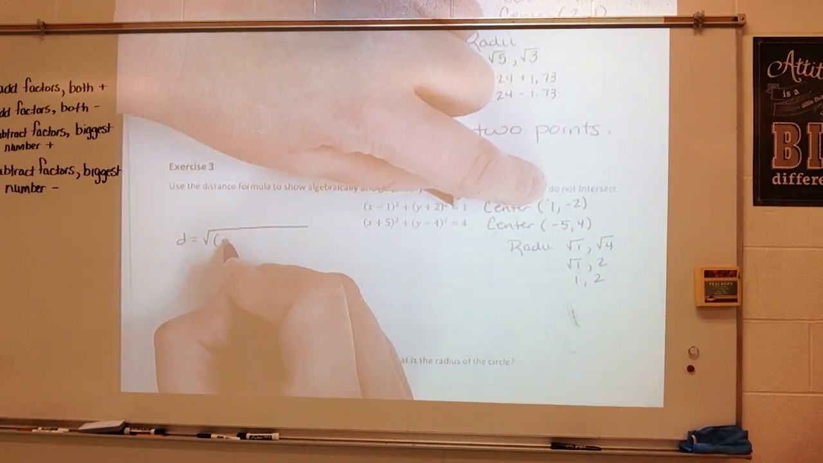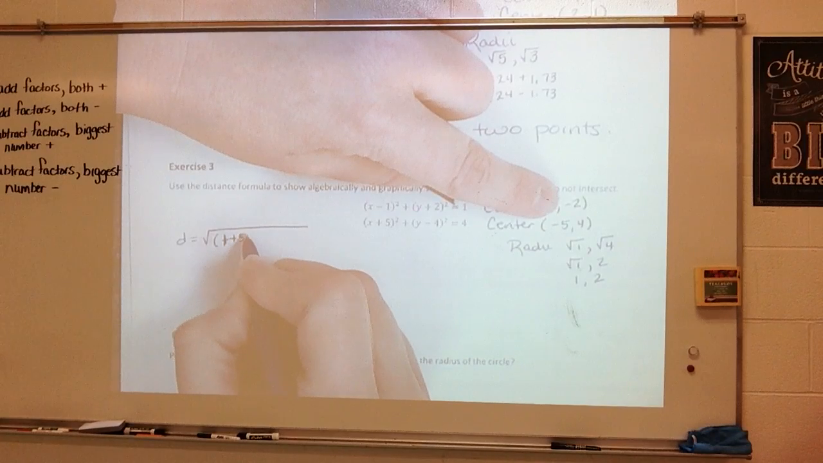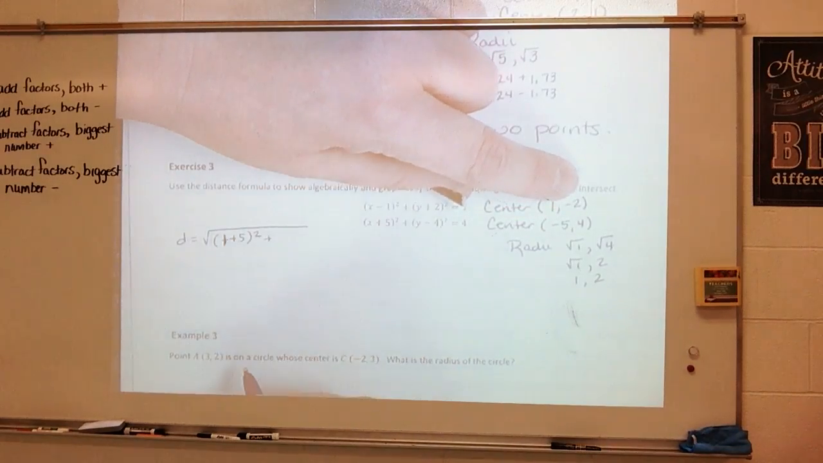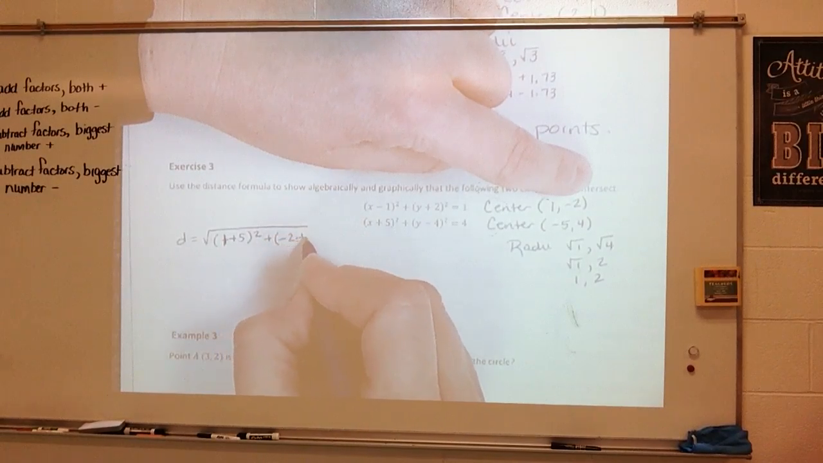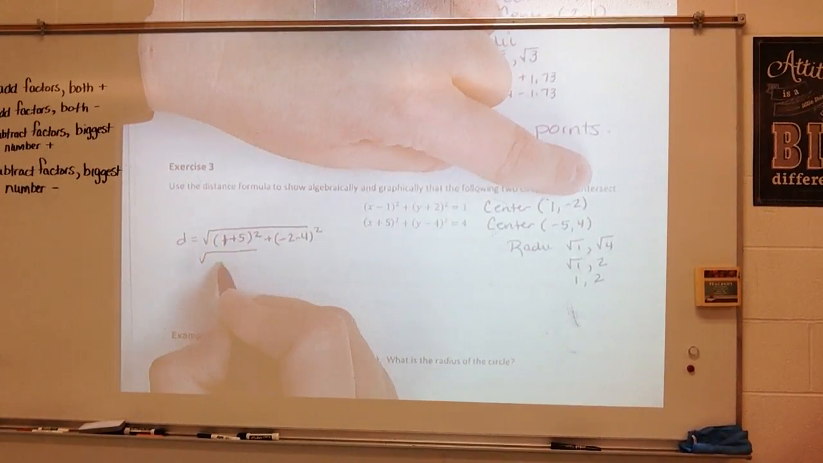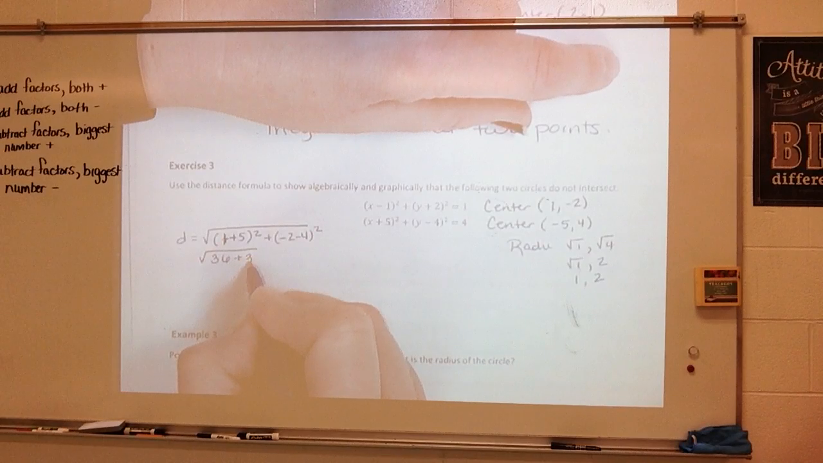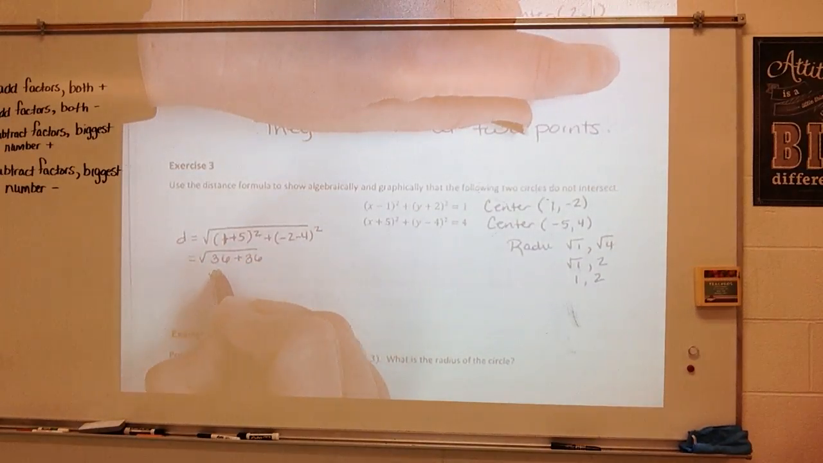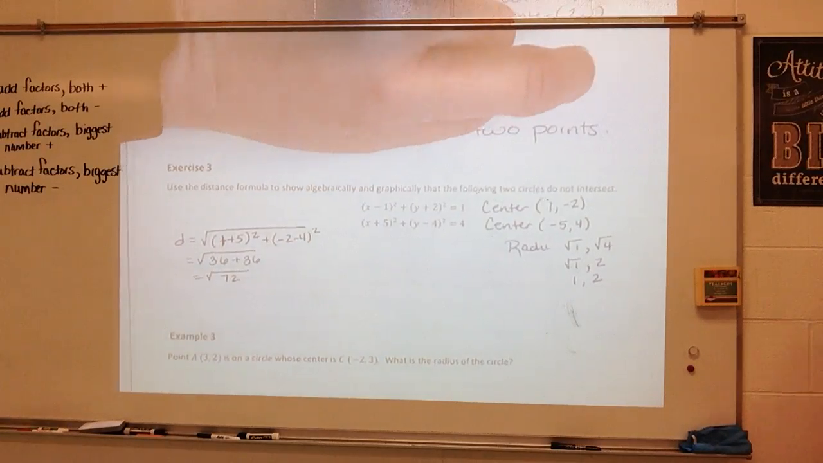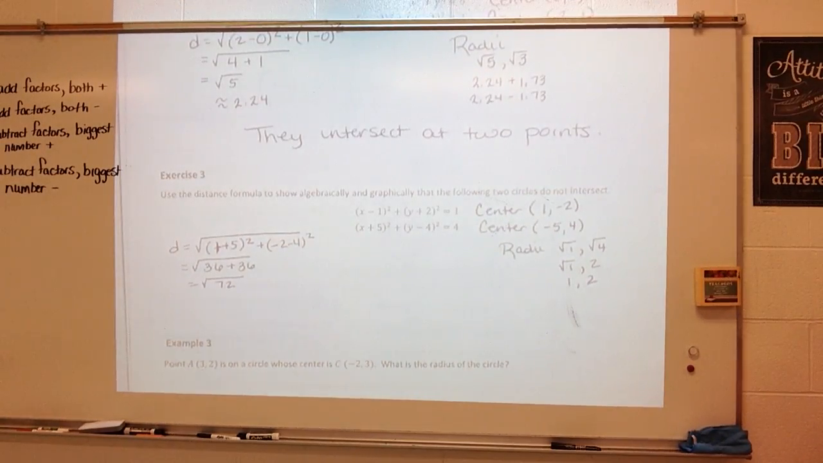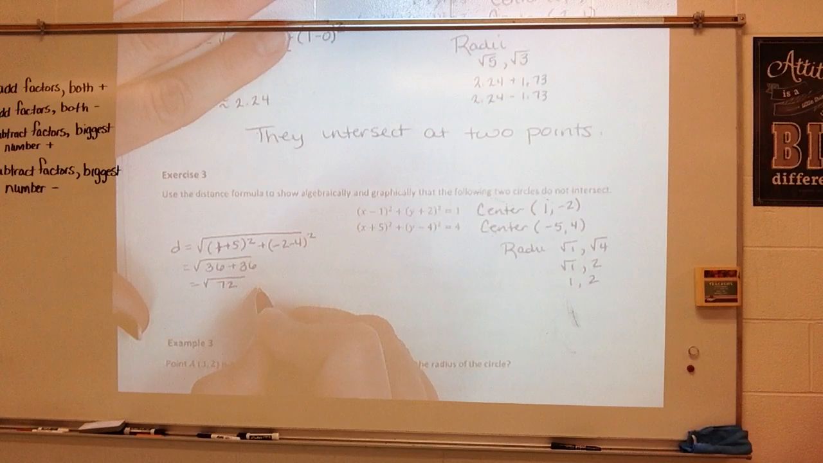So I can do the distance of my centers. I've got 1 minus negative 5, so 1 plus 5 squared, plus negative 2 minus 4 squared. So I get 6 squared, which is 36, plus negative 6 squared, which is 36. So I get the square root of 72. I can split that into the square root of 36 times 2, which is 6 square root of 2.